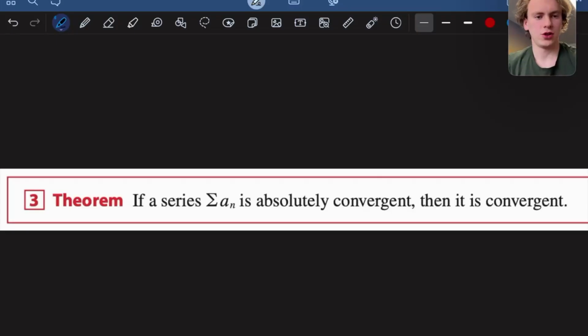One last idea you should take into account is the following theorem. If a series is absolutely convergent, then it is convergent. So if we go back to the first example, where we determined that it was absolutely convergent, we could say that that series is, by this theorem, convergent.